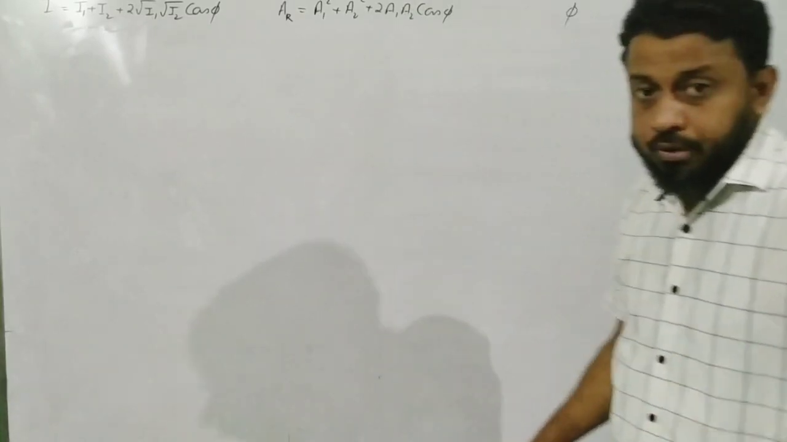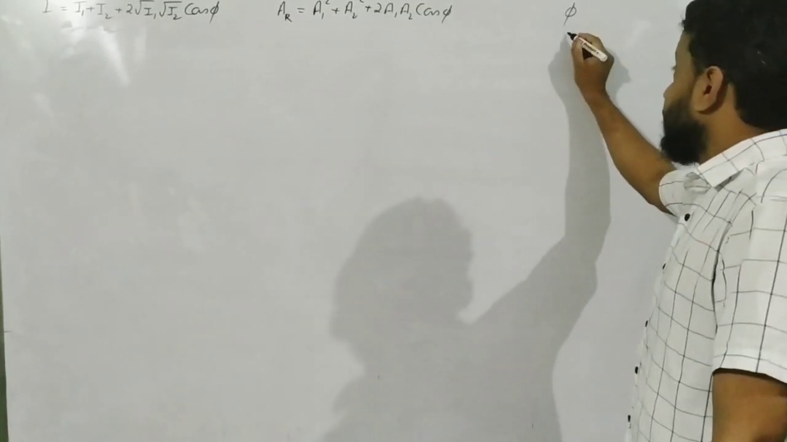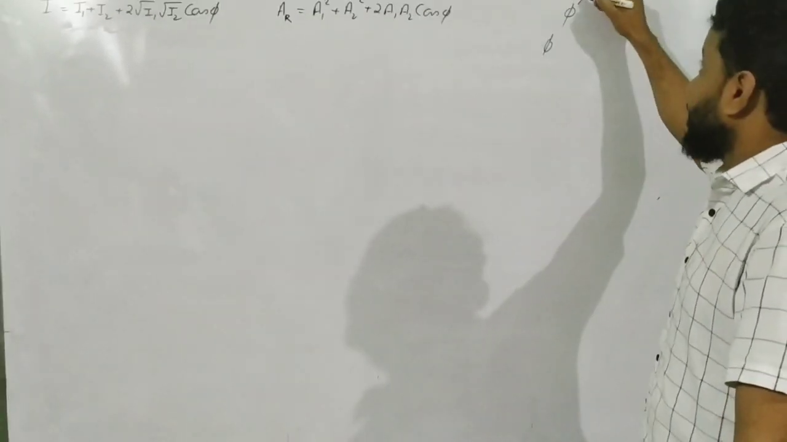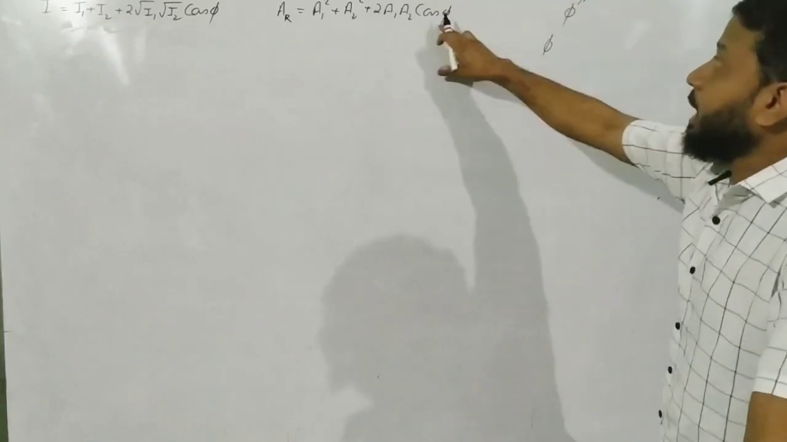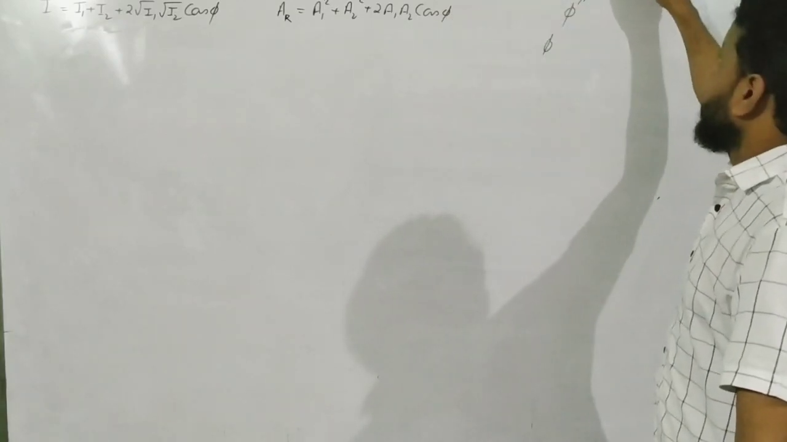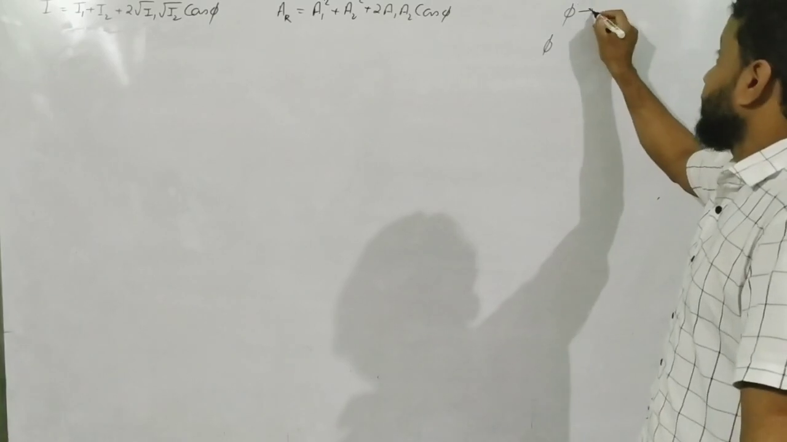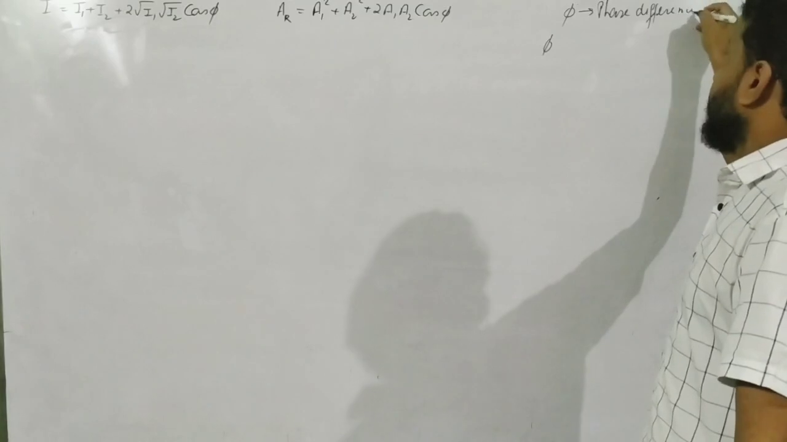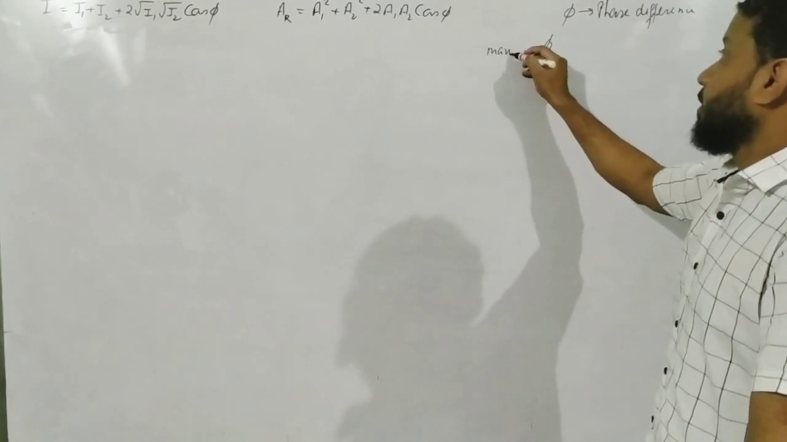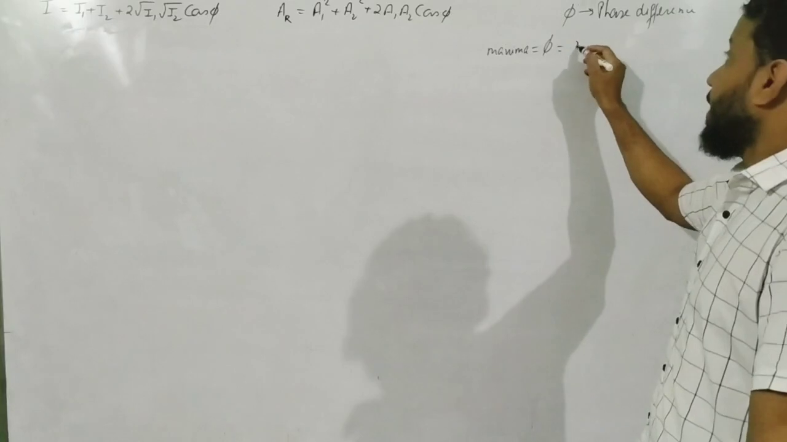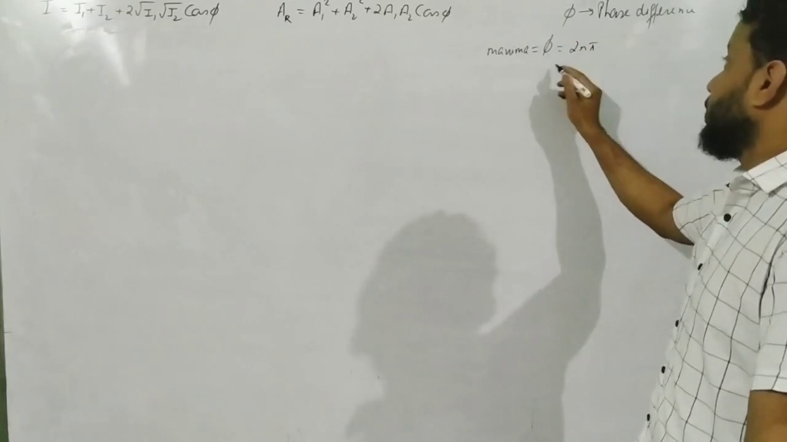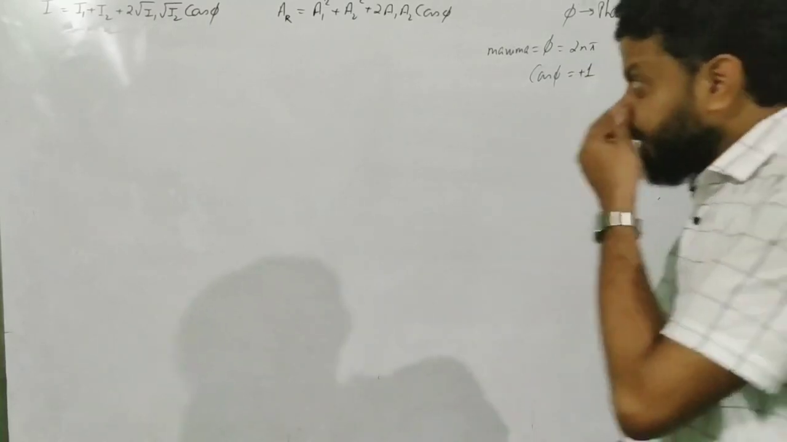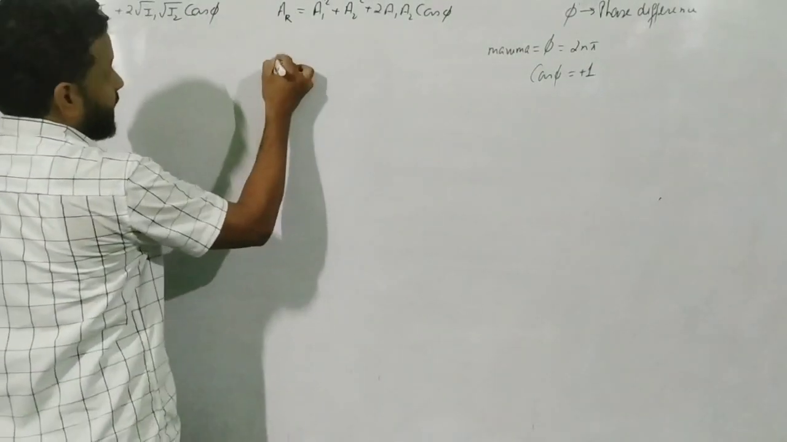Okay. Now we know that the condition for bright fringes is 2 n pi. So the condition for, remember what is phi? Phi is my phase difference. You can write delta phi if you wish. Let's not forget the phase difference. Now we know that for maxima phi is equal to 2 n pi. So when phi is equal to 2 n pi, the value of cos phi is always plus 1. If it is plus 1, what is the change over here?